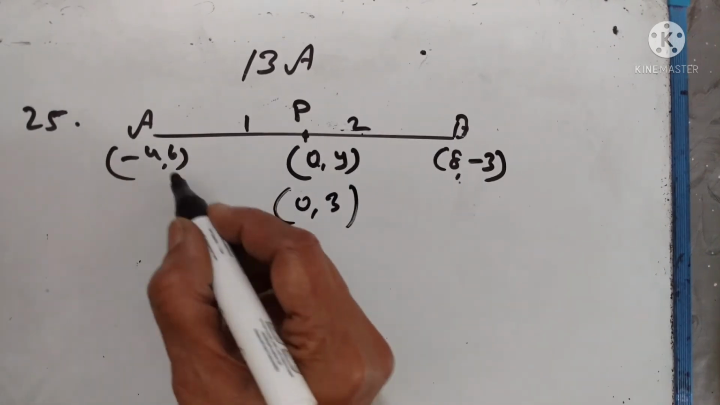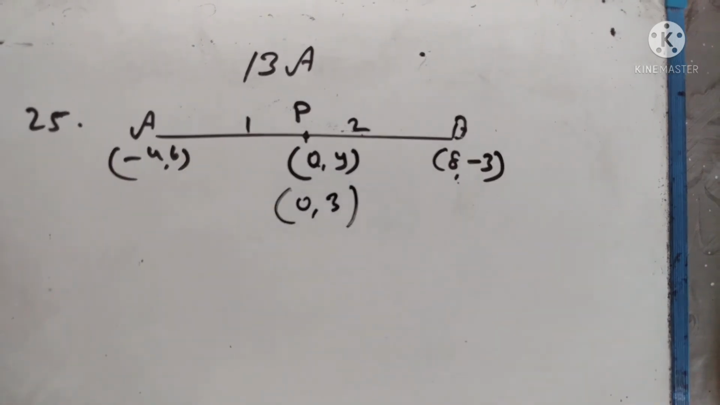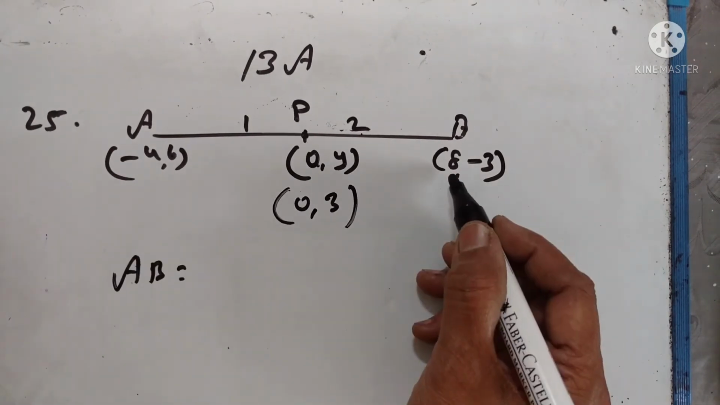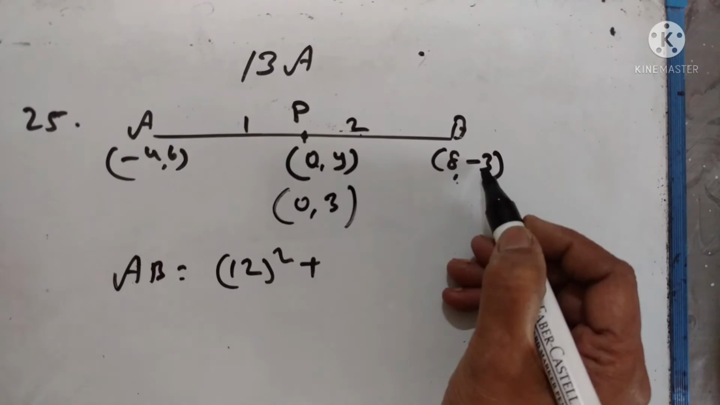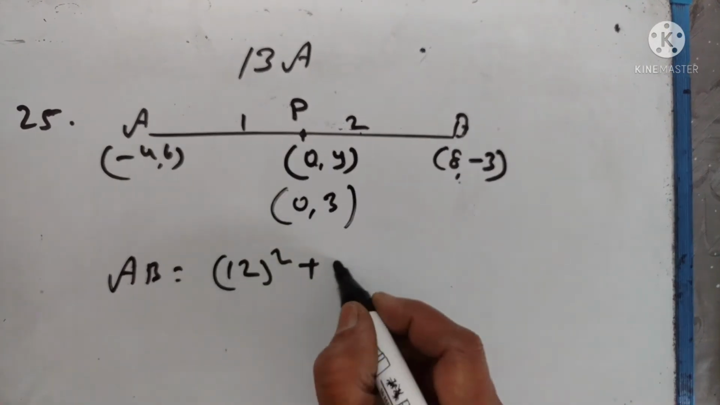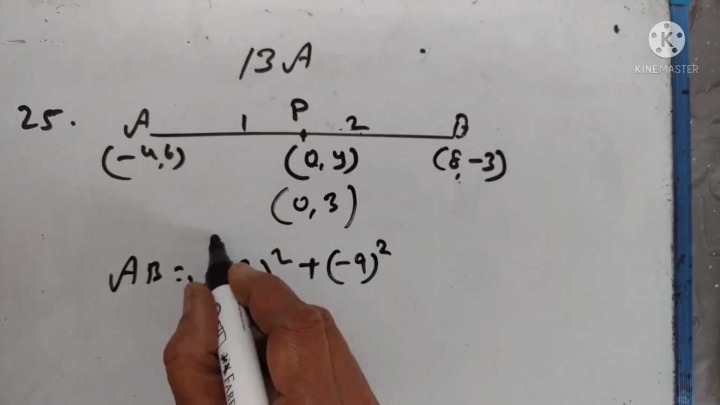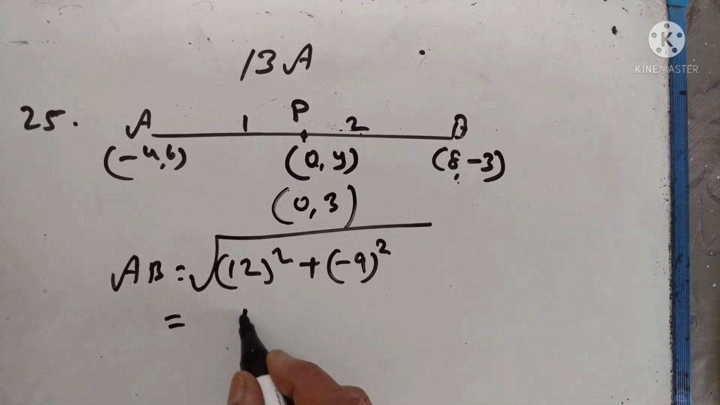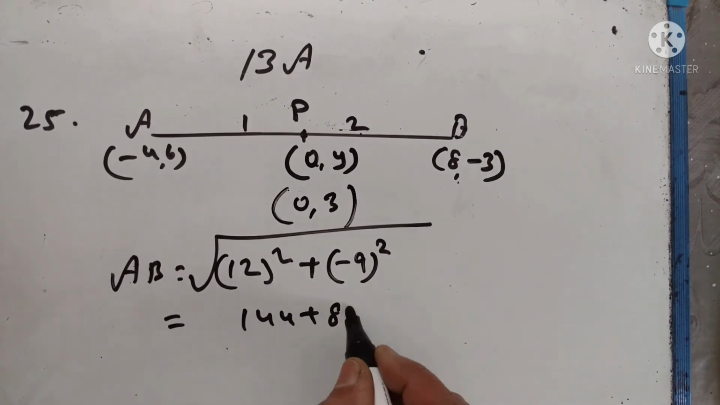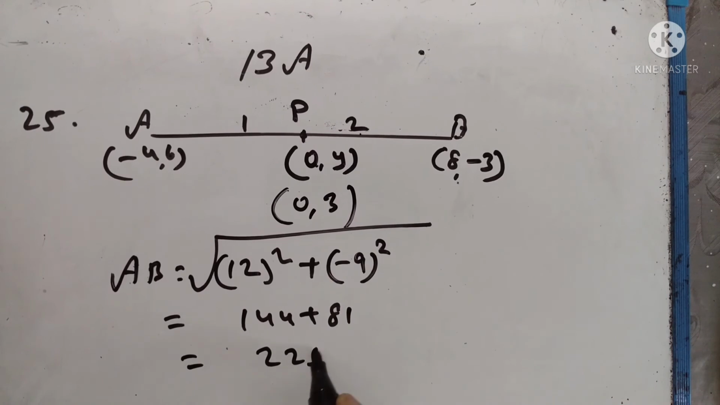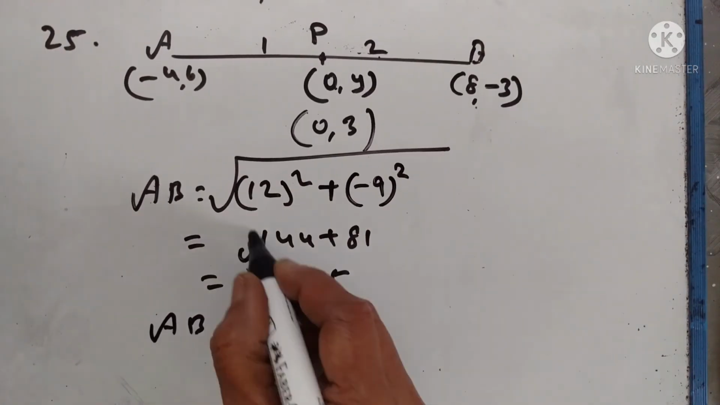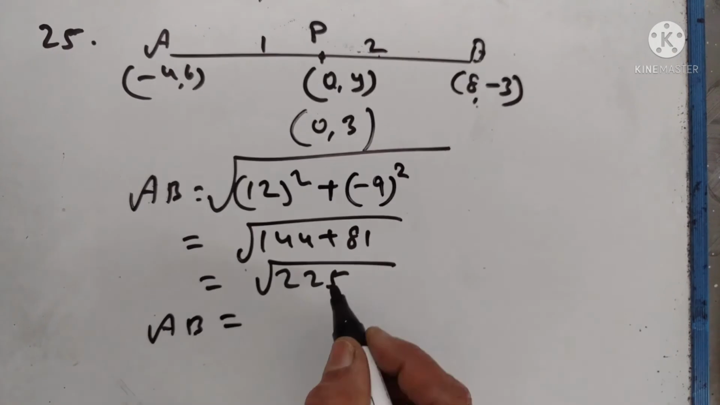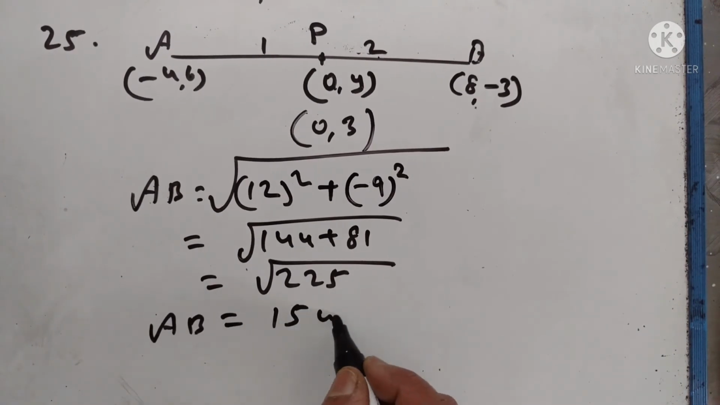Now we have to find the distance between A and B. AB: 8 minus of -4 is 8 plus 4, that is 12. 12 square plus (-3 minus 6) square, that is -9 square. 144 plus 81 is equal to 225. So AB is equal to square root of 225, which is 15 units.